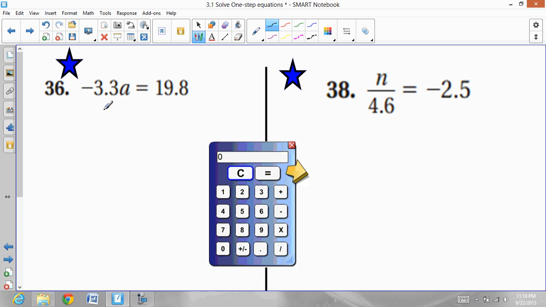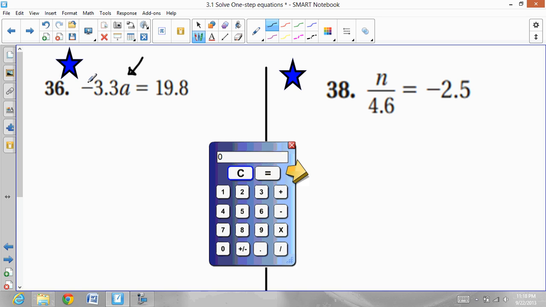Let's focus on question number 36. Once again, you need to isolate what a is. You need to get a alone. Now look at the operation between the number and the variable. You do not see any sign. If there is not any sign, you take it as multiplying. So negative 3.3 multiplies a.